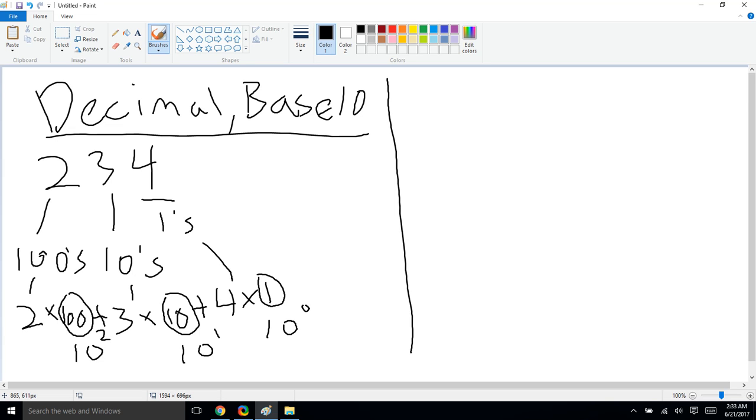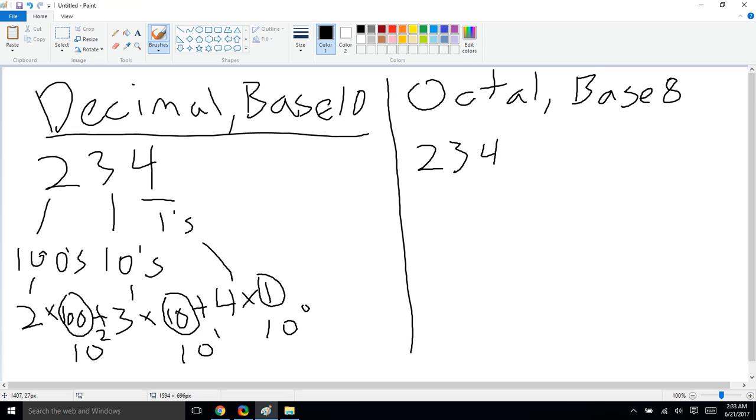So we'll look at what if we had 234 and instead of base 10, we were thinking in some other base. An easy one to think about is octal. So if we have the octal number 234, that's base 8. What would it mean? Basically, we want to do the same thing we did over here with base 10, except we replace all the 10s by 8s.